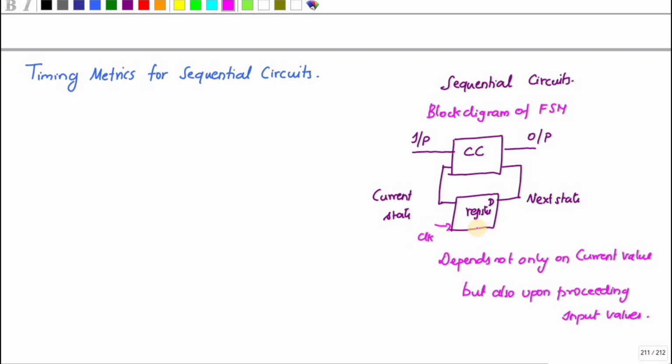The output of this finite state machine is a function of the current input and the current state. The next state is determined based on the current state and the current input.